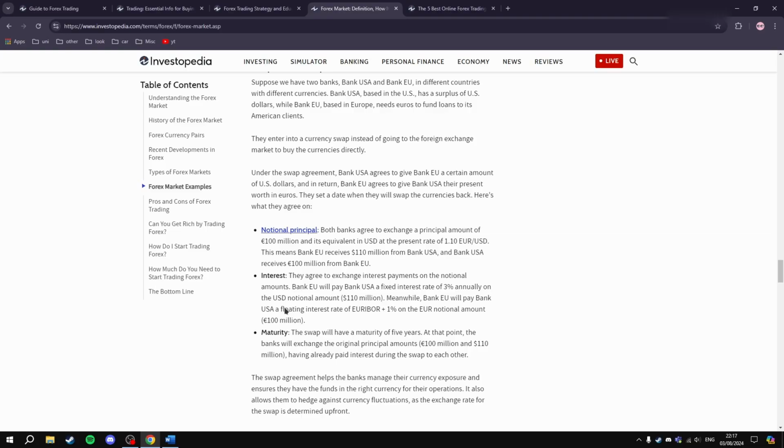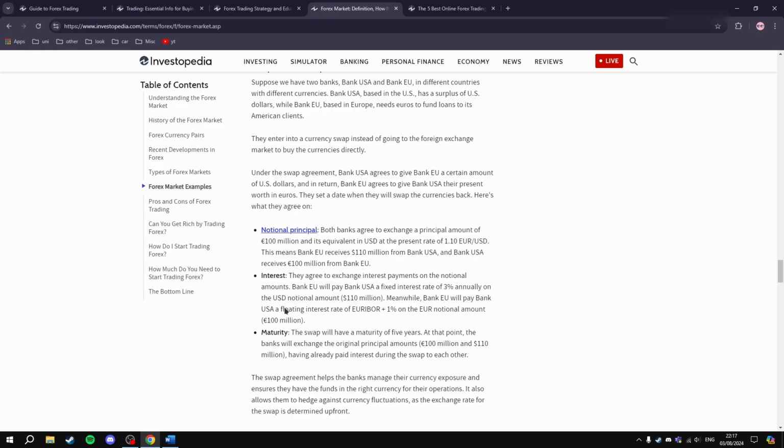Here's what they agree on. Notional principal. Both banks agree to exchange a principal amount of 100 million euros and its equivalent in USD at the present rate of 1.1 USD per euro. So it takes 1.1 USD to get 1 euro. This means Bank EU receives 110 million USD from Bank USA, and Bank USA receives 100 million euros from Bank EU.